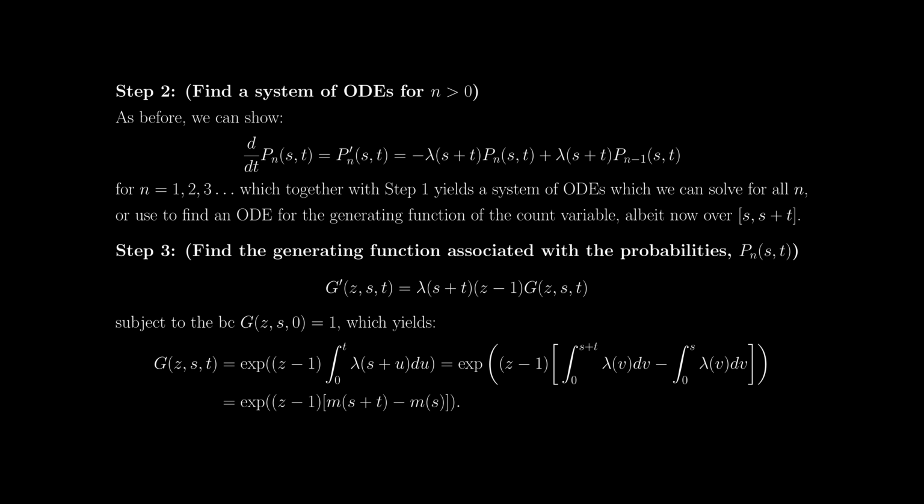Okay, so we write out that integral, manipulate it a bit, and then we see that we can reevaluate that as the exponent of (z minus 1) times (m(s plus t) minus m(s)), where m is the definition of the mean value function. Cool. And there you have it. So N(s plus t) minus N(s) is Poisson with parameter m(s plus t) minus m(s) by the uniqueness of the generating function. And that concludes the proof.